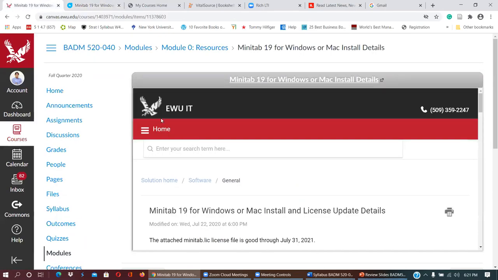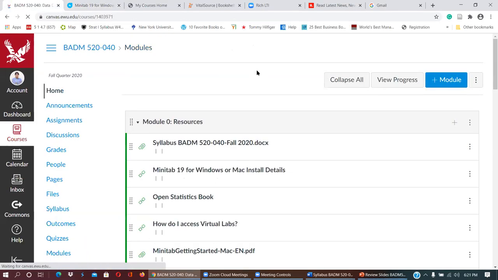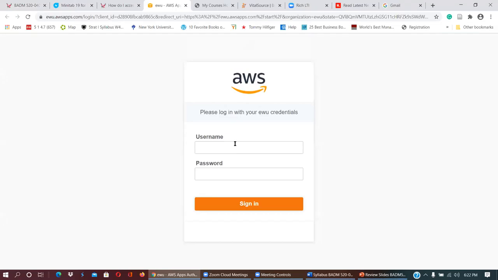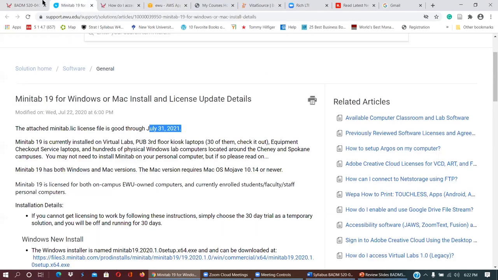So this is the Minitab that we have for our course. I just included this open source statistics book. This is also a good book which is available free of cost. Minitab can also be accessed through the virtual lab. I don't want to go into the virtual lab. You just type your ID and password, you will get into that, and you use the virtual lab through Amazon Web Services we have with the university. So use Amazon, this is another option for using Minitab.